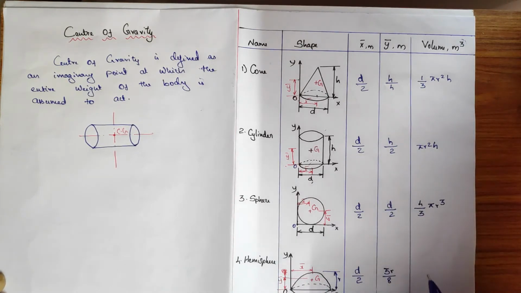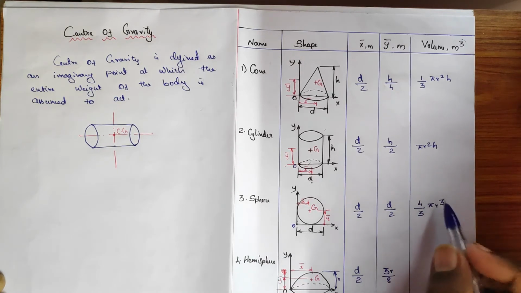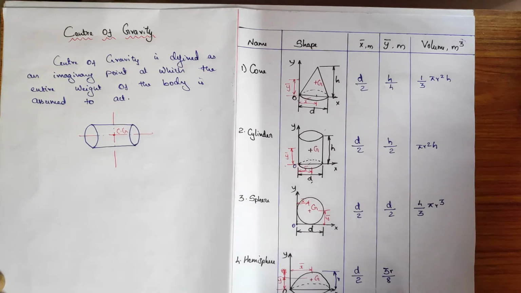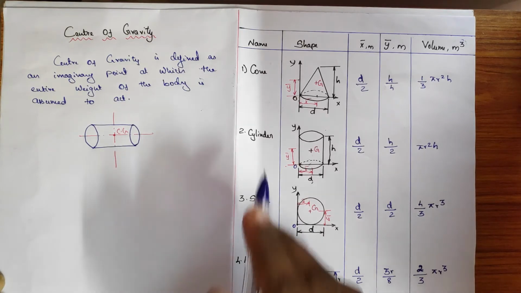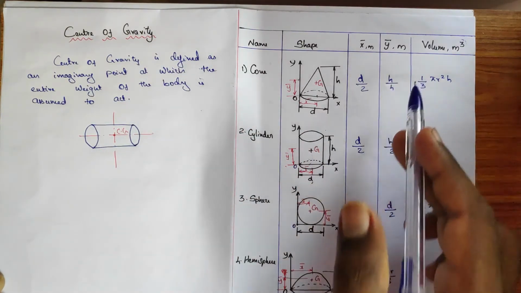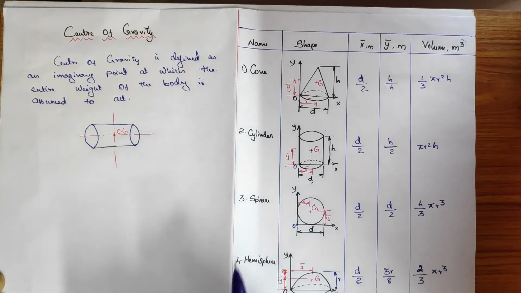And then come to the volume. It is a hemisphere, already I said it is half of the sphere, okay. So if you divide the sphere volume by 2, then you will get the answer. So here you will get 2 divided by 3 pi r cube. Just divide by 2, then this will become 2 divided by 3 into pi r cube, half of this sphere, okay. So I hope you understood how to take the x bar, y bar and volume for cone, cylinder, sphere and hemisphere.